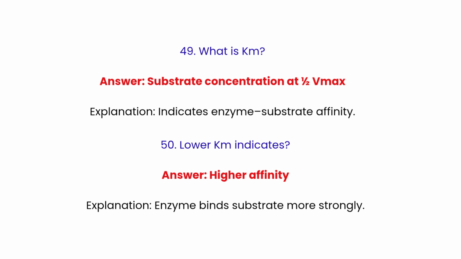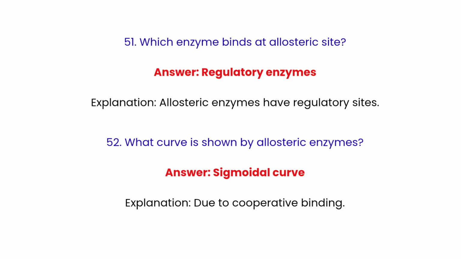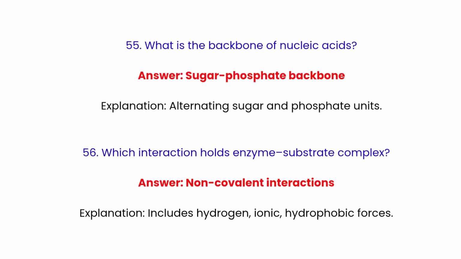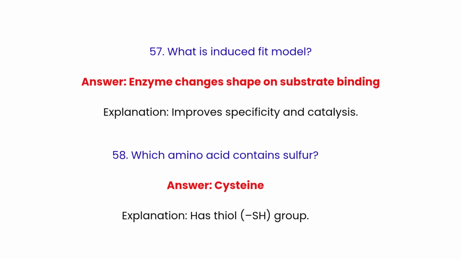Enzyme activity is influenced by several factors including temperature, pH, substrate concentration, and inhibitors. Each enzyme has an optimum temperature and pH at which it works best. Competitive inhibitors increase the Km value without affecting Vmax. Non-competitive inhibitors decrease Vmax. Uncompetitive inhibitors decrease both Km and Vmax.